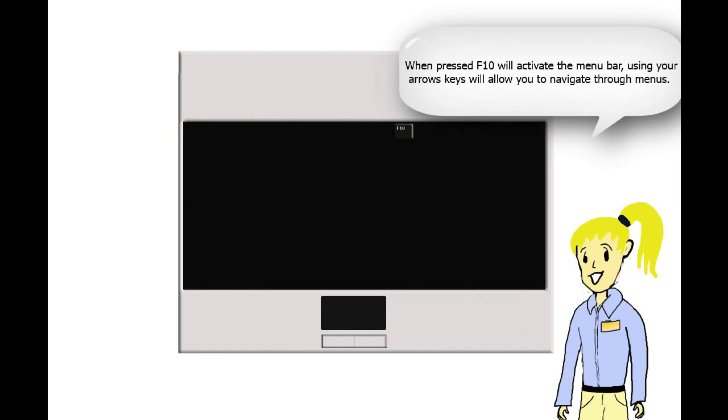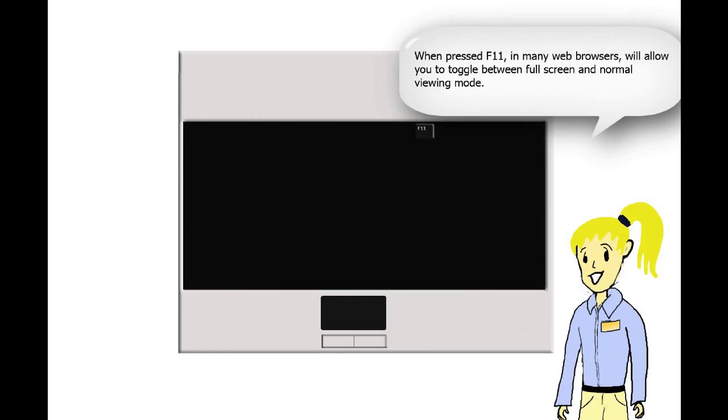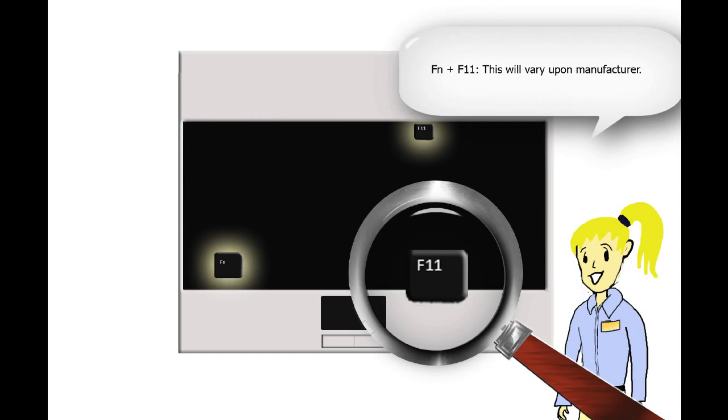F10. When pressed, F10 will activate the menu bar. Using your arrow keys will allow you to navigate through the menus. Function plus F10. This will vary upon manufacturer. F11. When pressed, F11 in many web browsers will allow you to toggle between full screen and normal viewing mode. Function plus F11. This will vary upon manufacturer.